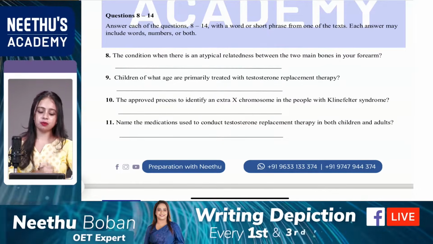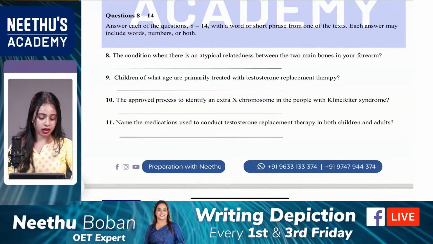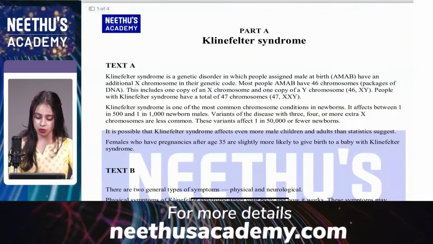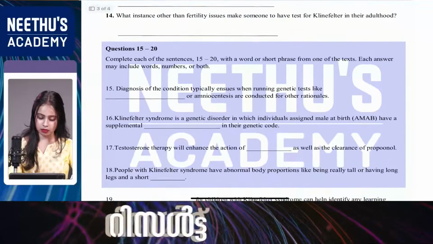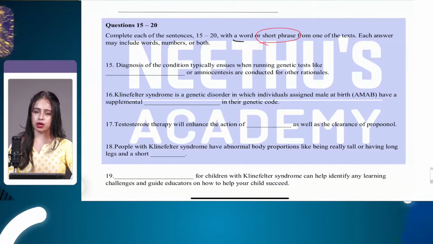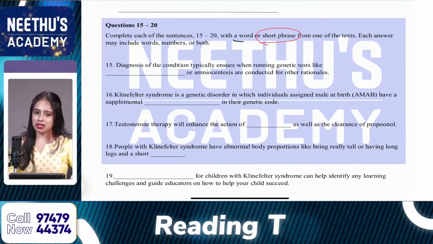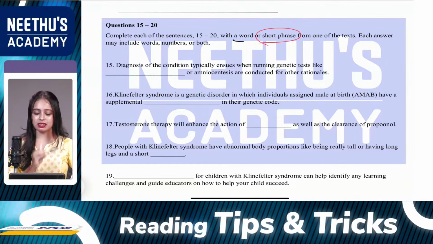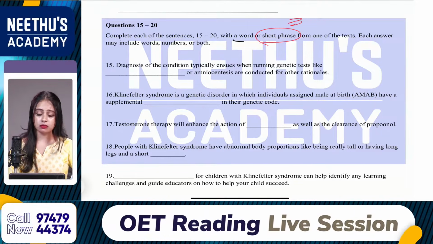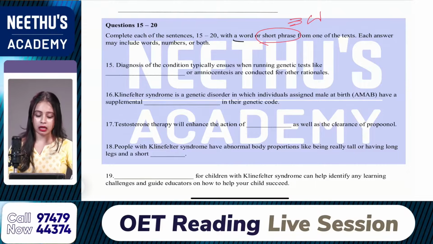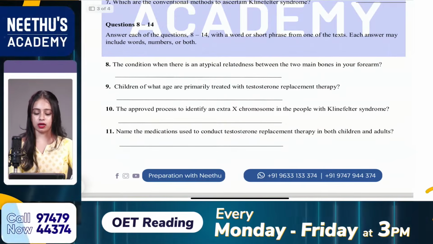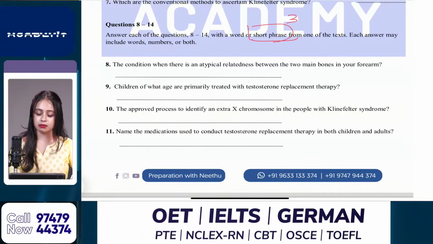Now we are moving to 8 to 14. You can answer in a word or a short phrase. What do you mean by short phrase? I'm repeating the same thing again and again, I know, but it is very important. A word or a short phrase means maximum 3 words, not more than that.